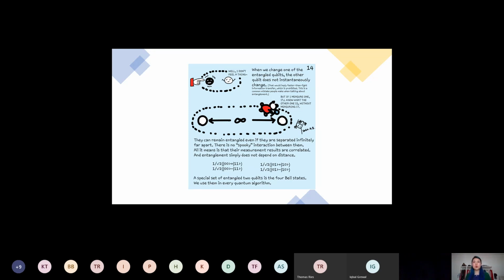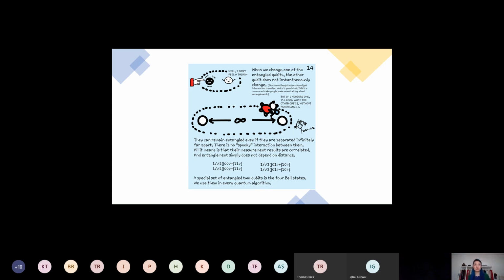But before I show you the next slide, I want to clarify one thing. When people talk about entanglement, you often will hear in popular media, when you have 2 qubits entangled, if you change one, the other one will instantaneously change, even if they are separated far away.